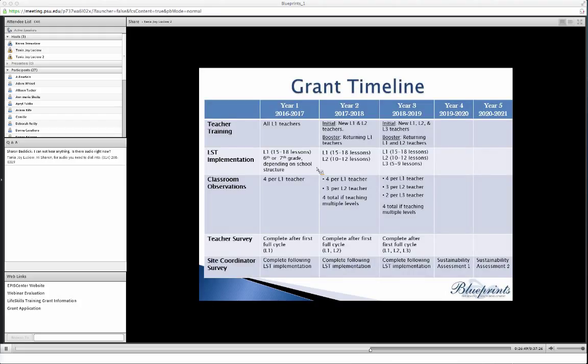Here's a nice snapshot of the grant timeline. So again, you can see here in year 1, it's 6th grade or 7th grade, depending on the school structure, but just level 1. In year 2, it's level 1 and 2, and all 3 levels in year 3. So you can see here the breakdown for training, classroom observations, surveys, and then again in year 4 and year 5, we're simply conducting that sustainability assessment.